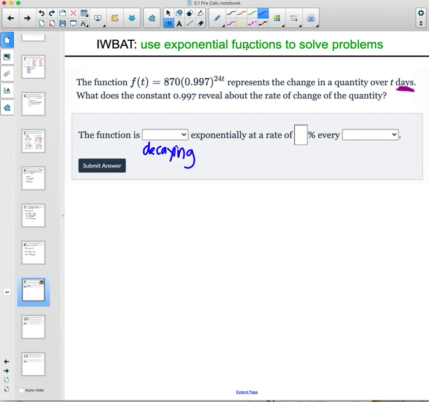And then you want to figure out the rate. So remember, you do 0.997 minus 1 to get this percent, so negative 0.003. Remember, that's a decimal, so you want to write it as a percent by moving the decimal over twice. So 0.3%. So this will be 0.3%.